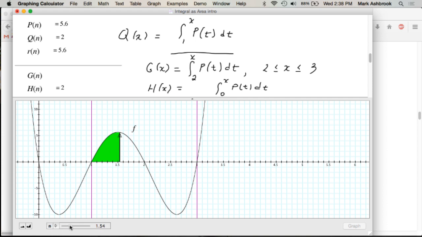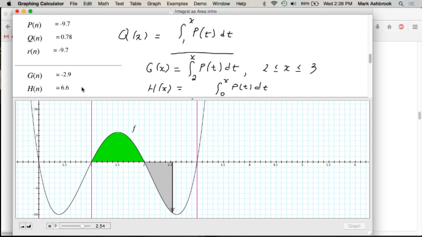Anyone notice anything else about h? Yeah, it's the same as q, right? It's the same as q until you get to 2, and then what happens? It keeps increasing, whereas q does what? How much does q go down by after x crosses 2? And how much does h go up by?